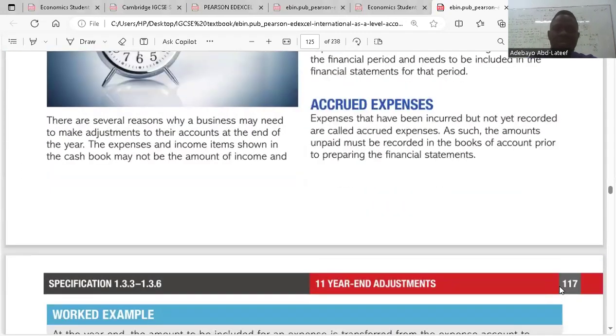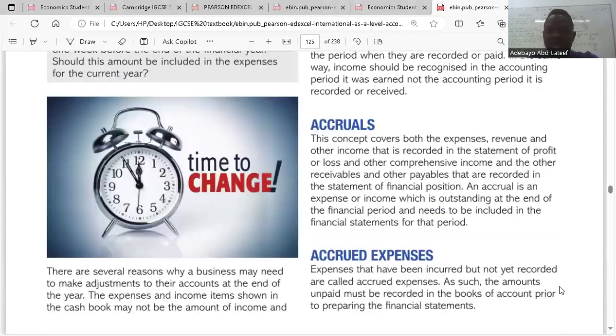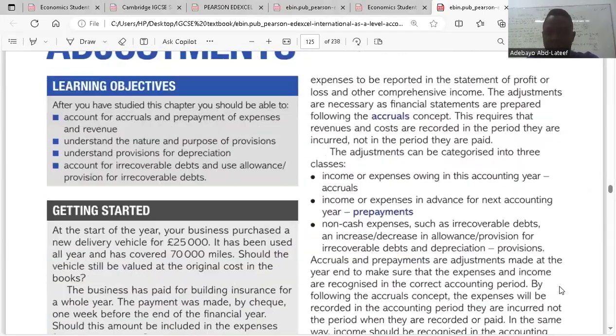There are several reasons why a business may need to make adjustments to their accounts. At the end of the year, the expenses and income items shown in the cash book may not be the amount of income and expenses to be reported in the statement of profit or loss and other comprehensive income. The adjustments are necessary as financial statements are prepared following the accrual concept.